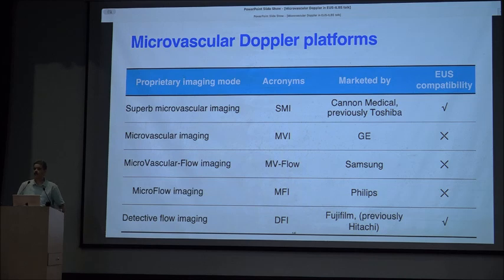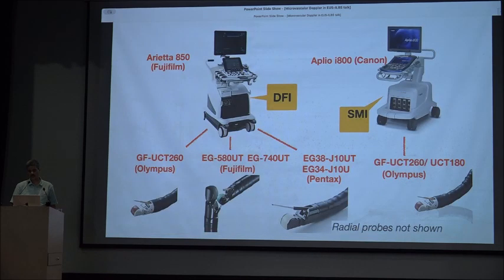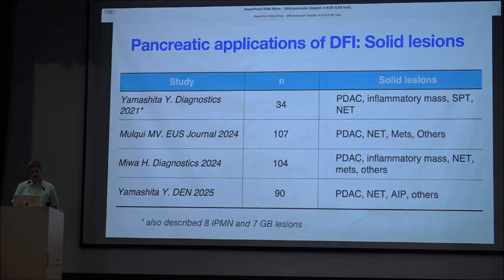and what we have in our department, detective flow imaging from Fujifilm, previously Hitachi, and we can run the scopes on it. And this is the machine we have, and this is compatible. This can drive Olympus, Fujifilm, and Pentax. And now recently Olympus is about to launch this beautiful Aplio i800 machine, and this will drive the Olympus systems with super microvascular imaging.